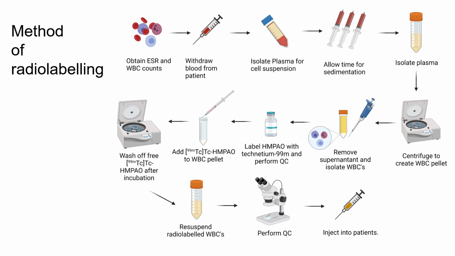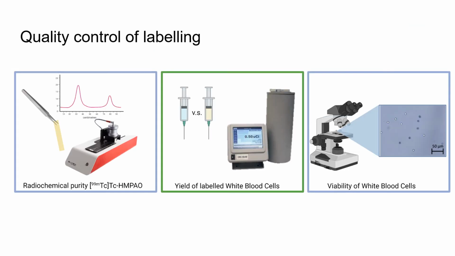After you isolated the plasma, you can then remove your plasma by centrifuging, and you will end up with a pellet with white blood cells underneath. This you label with radioactivity, you wash off the unlabeled activity, resuspend, do QC, and inject it into the patient.